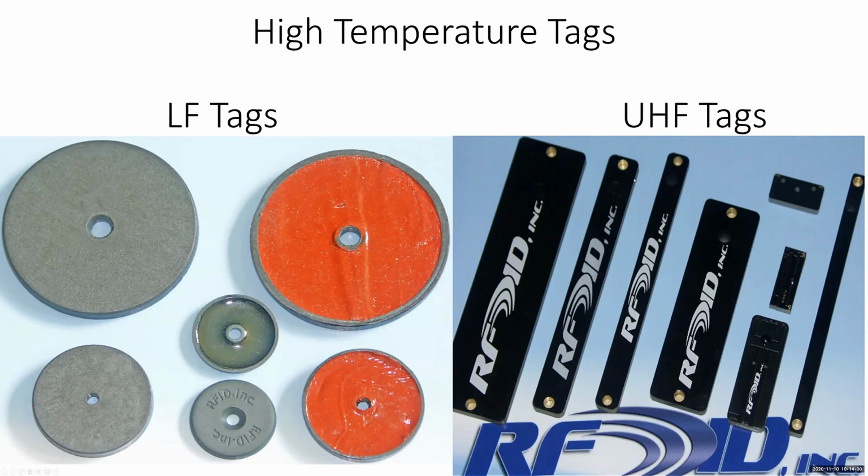These are the differences in the tags that are utilized. The tags on the left are low frequency tags, and this is spec to 230 degrees C. The tags on the right are FR4 tags, they're UHF, and they're spec to 200 degrees C. Some of our other high temperature tags, like I say, can go up to 400 degrees C, as well as up to 550 C.